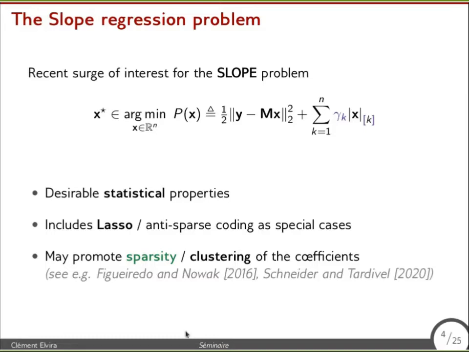As we have seen previously in the conference, this problem has many desirable statistical properties, so I will not insist on it. The only thing I want to emphasize here is that I will be interested in slope problems for which the solution is known to be sparse, so is known to contain many zeros. Here I will assume that x star, the solution of the optimization problem, contains a lot of zeros.